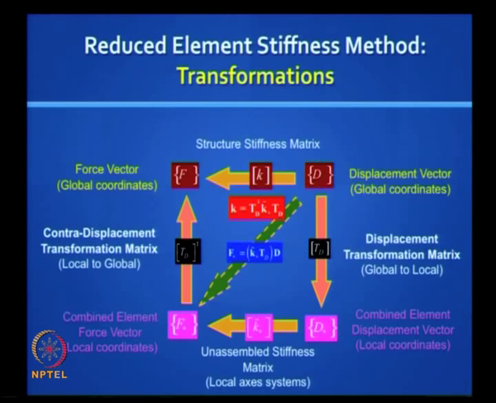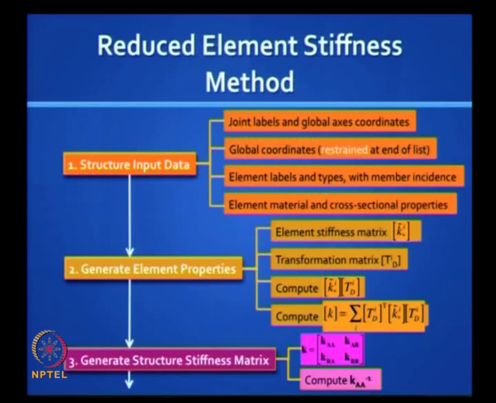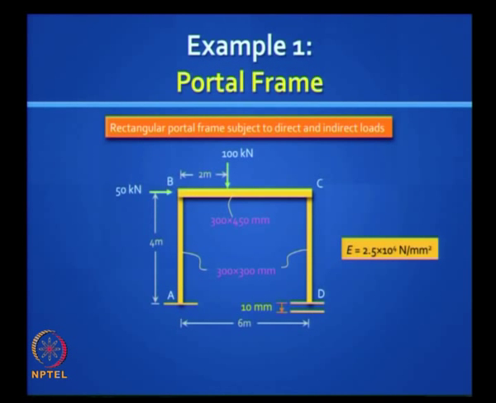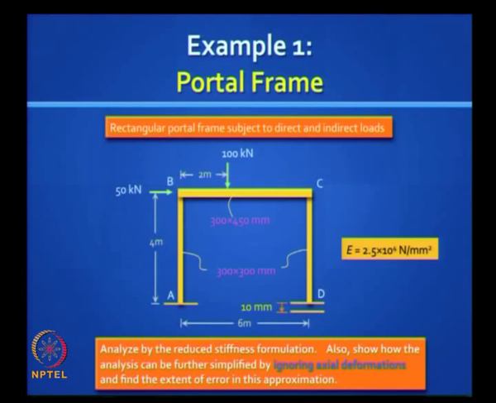This is the standard transformations we do in the reduced element stiffness method, and this stepwise procedure for programming is also clear to you. Now we will take up the same problems we did by conventional stiffness method, and you can see there is a tremendous reduction in effort when you do the same problem by the reduced element stiffness method. Okay, so we will take this frame and we will solve it in two ways. One, we will include axial deformations. That means we should get exactly the same answers we got by the conventional stiffness method.